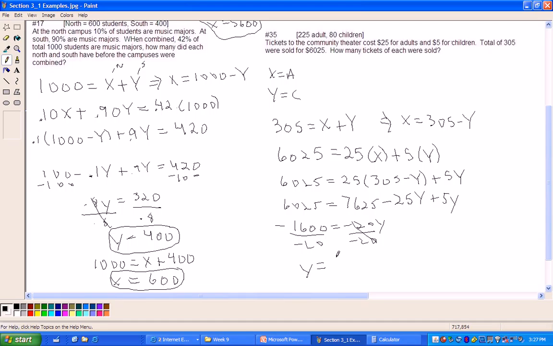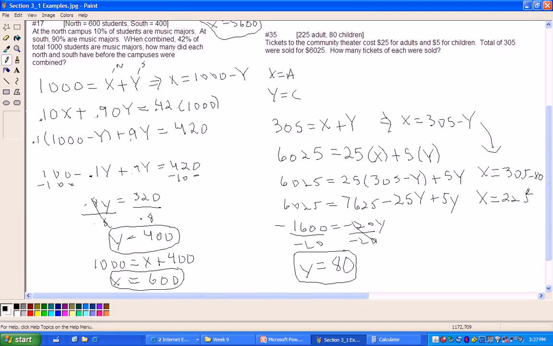To find out the number of adult tickets, we just have to go back to this original equation up here. And we can plug in Y is equal to 80, so X, the adults, is equal to 305 minus 80. X is equal to 225 adult tickets. Done.